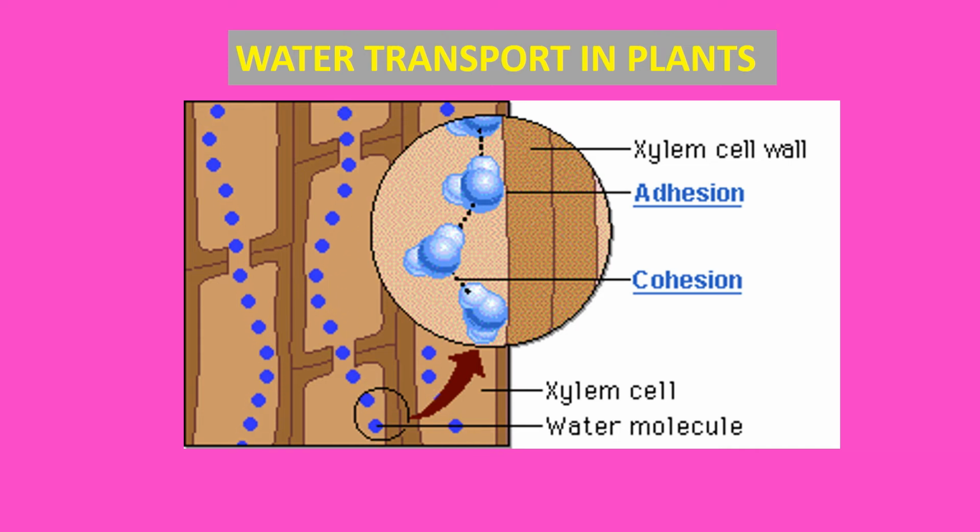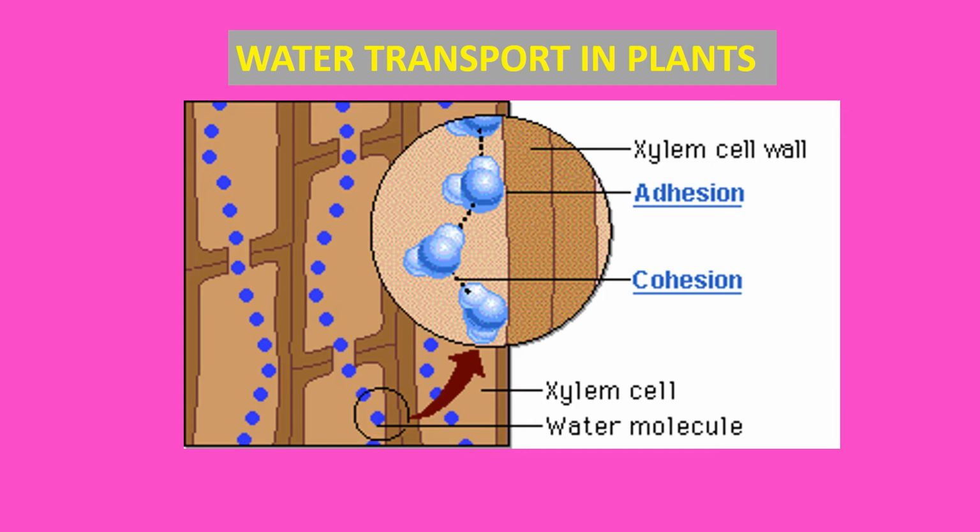In this process, a vast number of root hairs and root cells are involved, and a pressure develops in the xylem vessels. The pressure forces the water upwards. This pressure is known as root pressure. Root pressure is not the main cause of movement of water in xylem tissue; other factors are also involved.